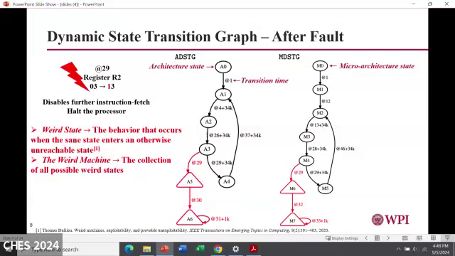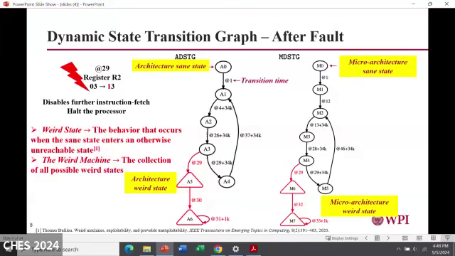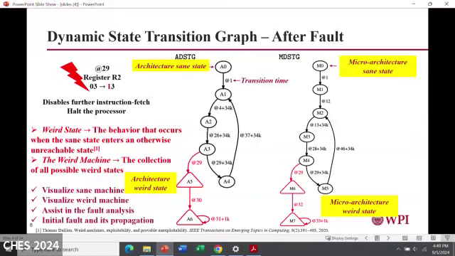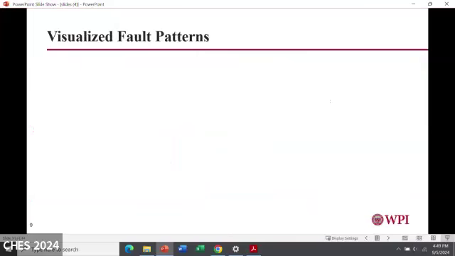So by having the sane machine and the weird machine together in this dynamic state transition graph, we have architecture sane states, microarchitecture sane states, architecture weird states, and microarchitecture weird states. By having the DSTG in both architecture and microarchitecture, we're able to visualize the sane machine in black and the weird machine in red. This graph also helps in fault analysis because it shows where and when the initial fault happened and how it propagates.